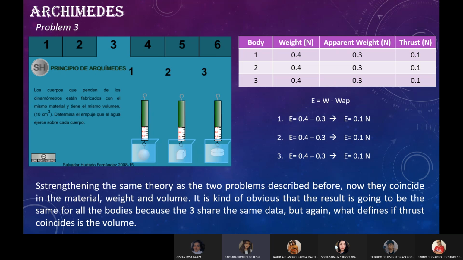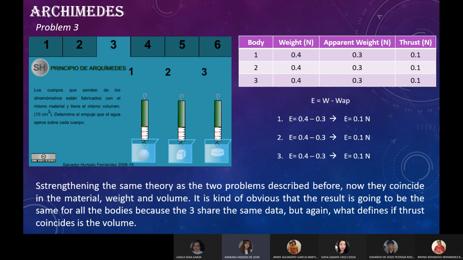Then we have problem 3, which says that the bodies are made from the same material and have the same volume. So body 1 is the same as in problem 2. We have to calculate the thrust. The thrust is equal to weight minus apparent weight. We can see that in the three bodies, the thrust is the same.